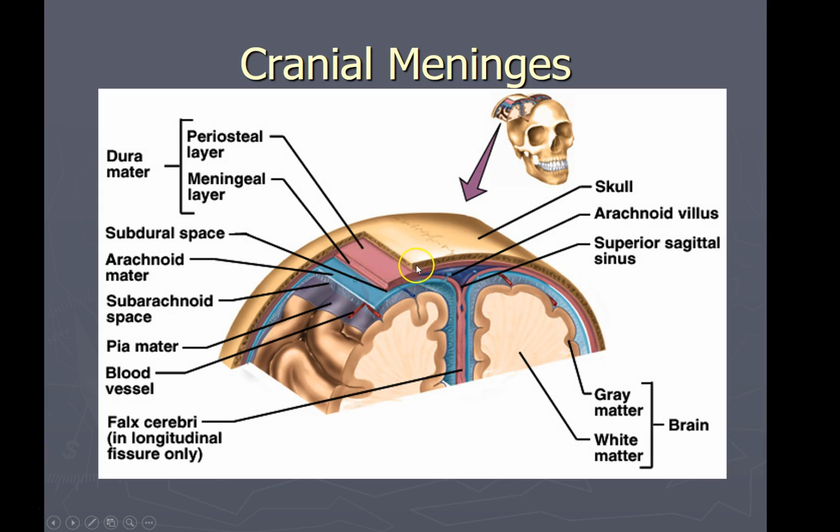And there's two parts. There's a periosteal layer. You see how this one tightly adheres to the bone itself? And then the meningeal layer. And in between here, this is a blood vessel running this direction. So blood will move through there.